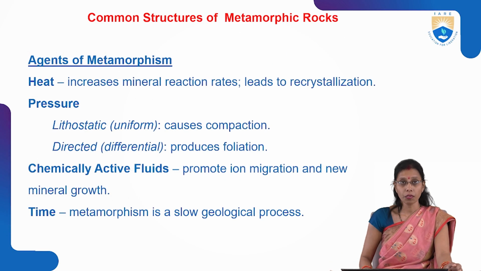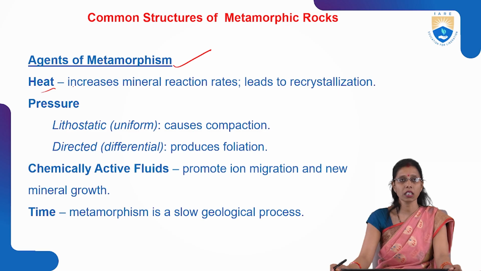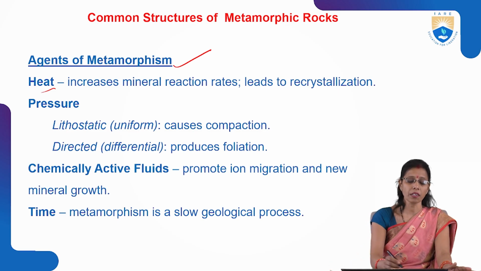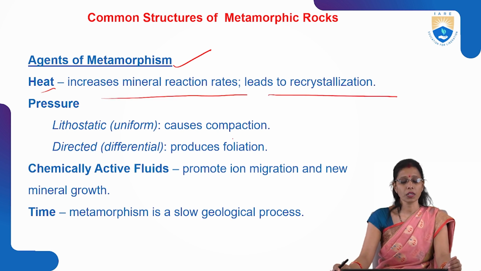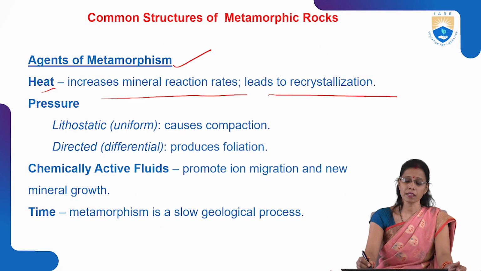Okay, now when you talk about this, what are the agents? Basically, the transformation process is totally dependent on some kind of agents, right? So what are the agents of metamorphism here? First thing is heat. Heat is the main agent here for the metamorphism process, that increases mineral reaction rates and leads to recrystallization. Whenever heat is applied to a rock, it will change the properties, and it will react with other types of minerals and lead to recrystallization.